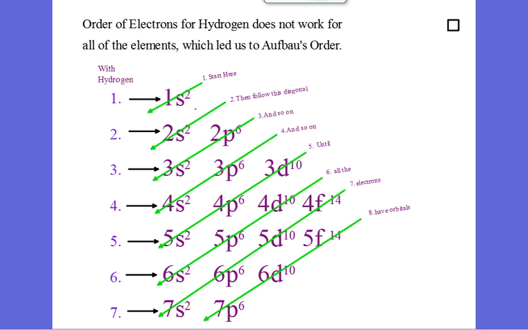So let's do polonium. No one ever talks about polonium. Let's do polonium. So you've just been asked to write the electron configuration for polonium. Step 1, find polonium on the periodic table.